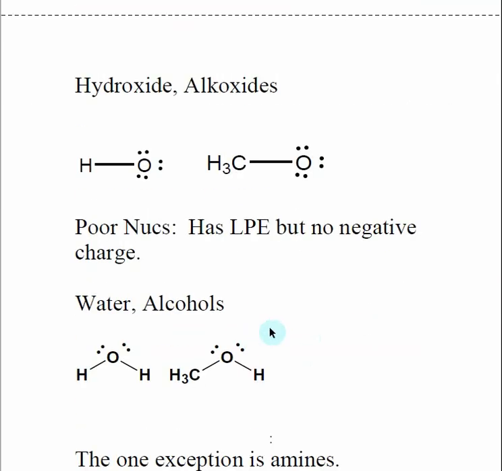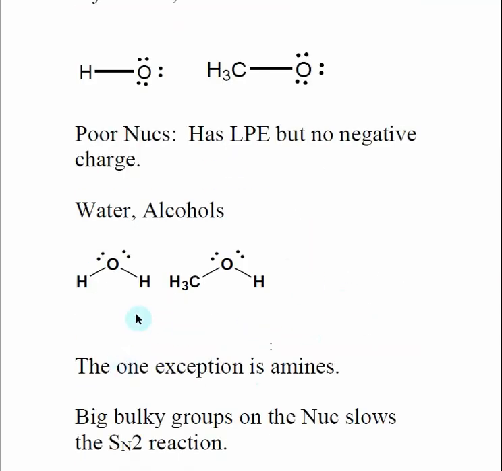Poor nucleophiles just mean I have a lone pair of electrons and no negative charge. So here's a new set of nucleophiles that we haven't talked about, water and alcohols. Water has lone pair electrons but no negative charge, and alcohol, in this case methanol, but I could have just about any alcohol, ethanol, things like that. Alcohols have lone pair electrons and no negative charge, so they are poor nucleophiles. These are two new nucleophiles that we really haven't talked about now. They have lone pair electrons and a neutral charge.